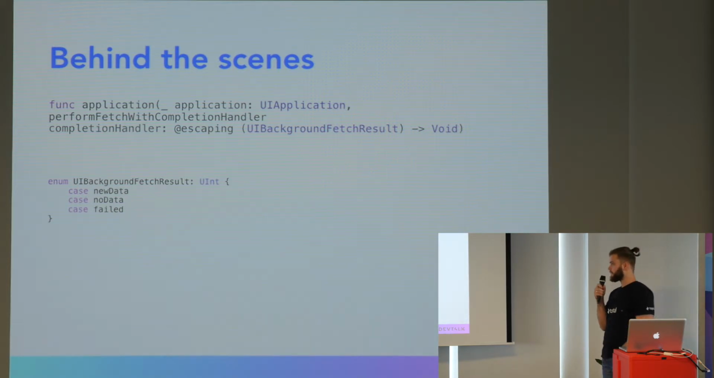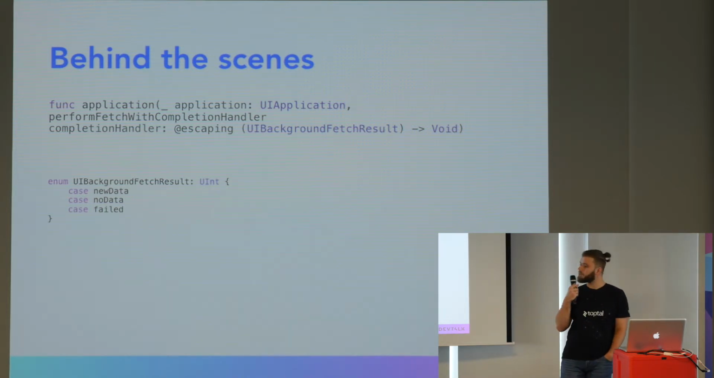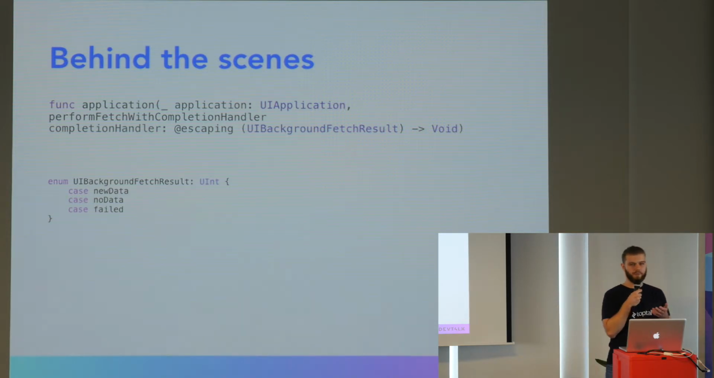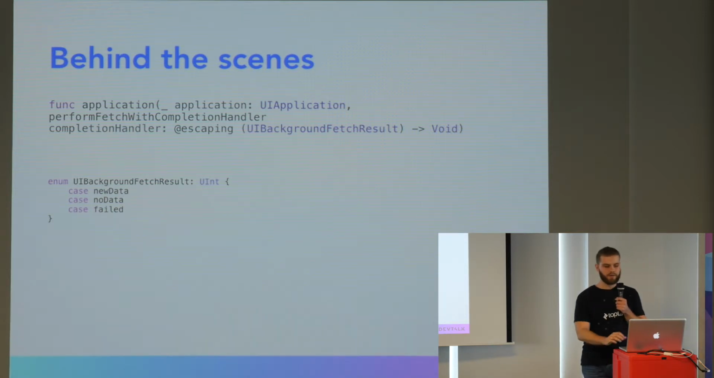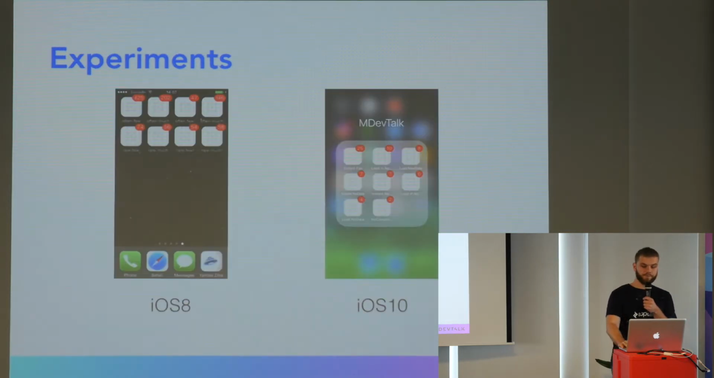There is a parameter called fetch result. It allows you to update your screenshot in the app switcher. If you, for example, download a new file or somehow update the user UI, you can pass new data in the completion handler and inform iOS that it needs to create a new screenshot. So this is how it works.